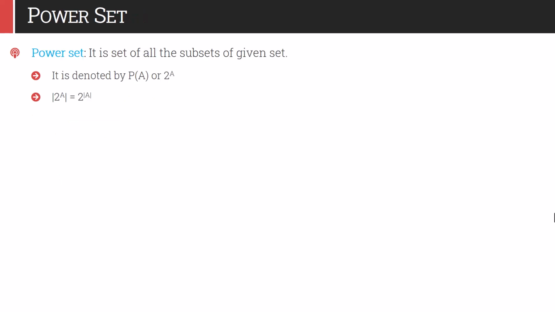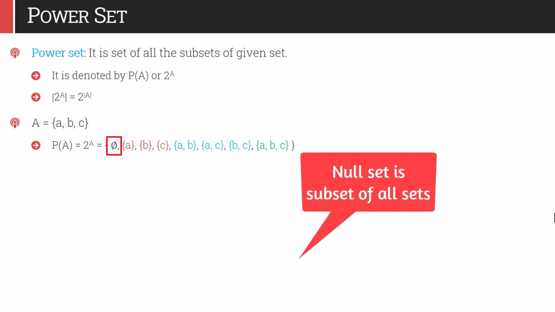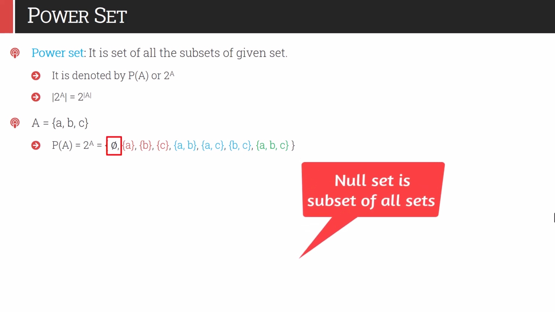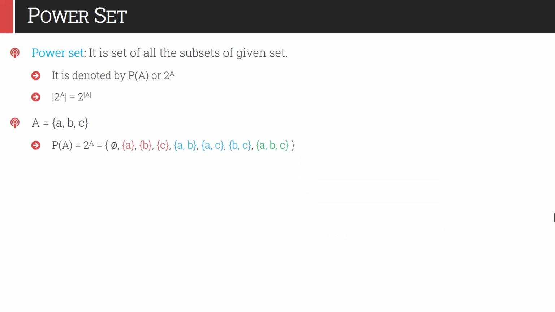Power set is a set of all the subsets of a given set and it is denoted by either P of A or 2 power A. And the cardinality of 2 power A is the same as 2 power the cardinality of set A. That means if A is equal to {a, b, c}, then the power set of A will contain all the subsets of A, and we have already learned earlier that the null set is a subset of all sets. So phi will definitely be a member of any power set.